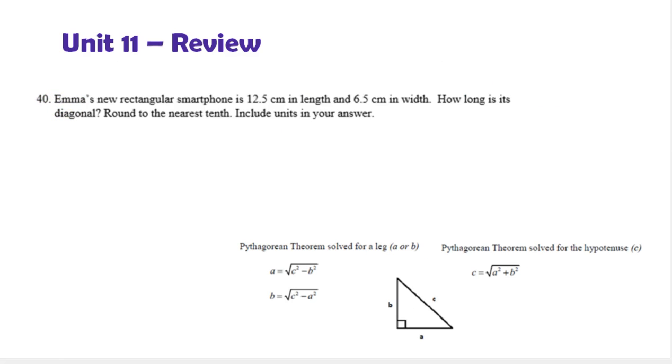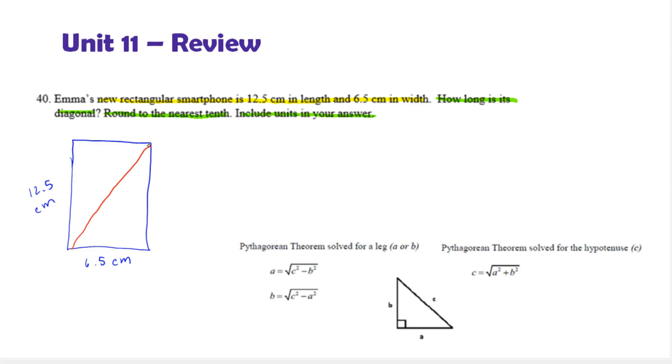Number 40. Emma's new rectangular smartphone is 12.5 centimeters in length and 6.5 centimeters in width. And our question is, how long is its diagonal? And we're asked to round to the nearest tenth, include units in our answer. So let's draw a picture. So here's the rectangular cell phone. Its length is 12.5 centimeters, and its width is 6.5 centimeters. And we're asked to find how long its diagonal is.